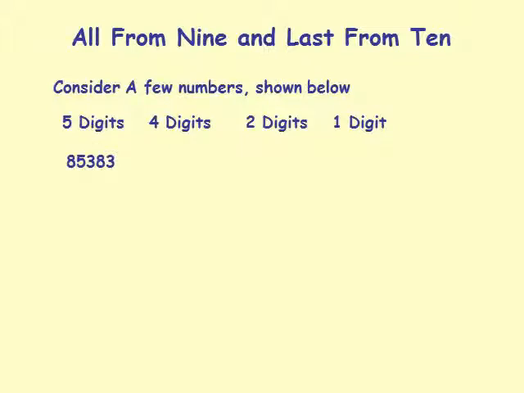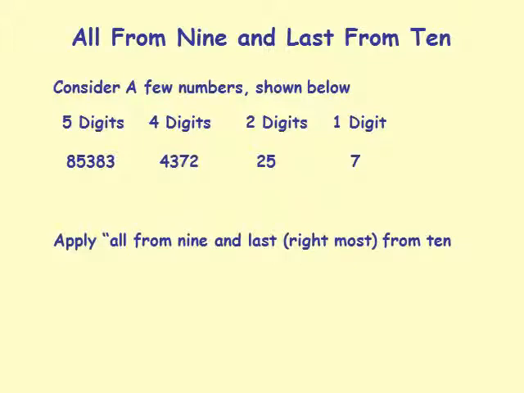Here's my example of a 5-digit number, 85383. Here's my example of a 4-digit number, 4372. An example of a 2-digit number is 25. An example of a 1-digit number is 7. And we are trying to apply all from 9 and last from 10. Last is the rightmost. So apply all from 9 and last, which is rightmost, from 10 to these numbers.